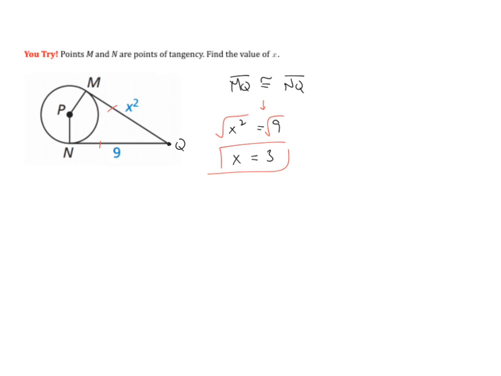Because it says x squared, I need to cancel out the squaring. So we went ahead and square rooted both sides of the equation. We get that x is equal to 3.